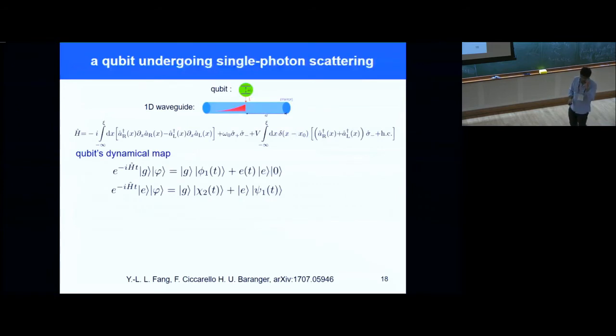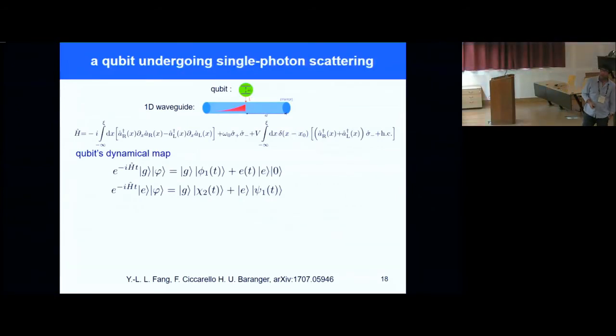Okay. Now we go to our problem. So our idea was to apply these concepts to assess how non-Markovian is the open dynamics of a qubit undergoing single photon scattering in a one-dimensional waveguide. So it is important that this is a scattering process. I want to stress this because rarely in the literature concerned with non-Markovianity measures are processes of this kind considered, or even never. In this case, the bath is of course embodied by the one-dimensional waveguide field.